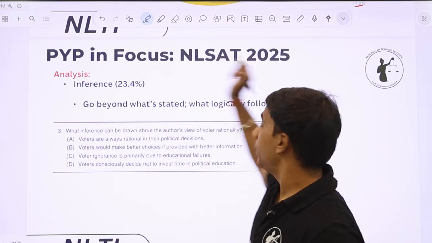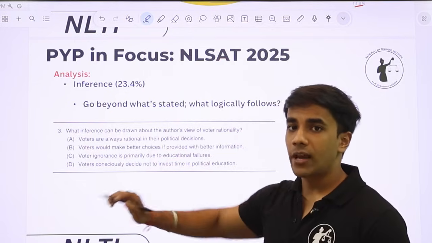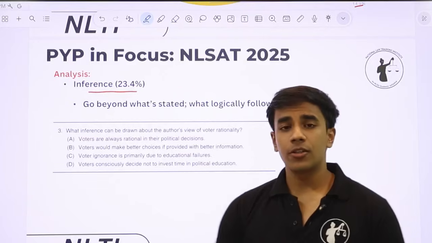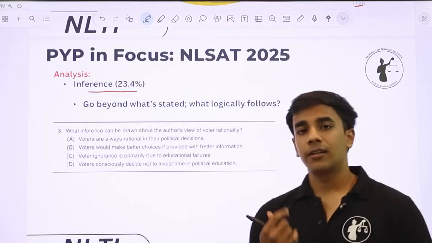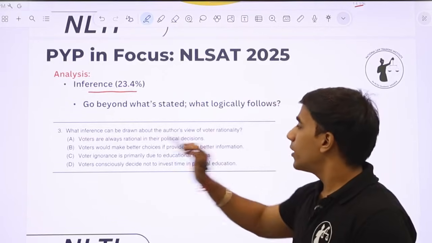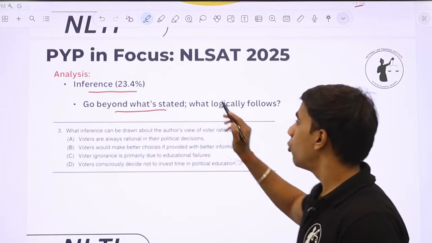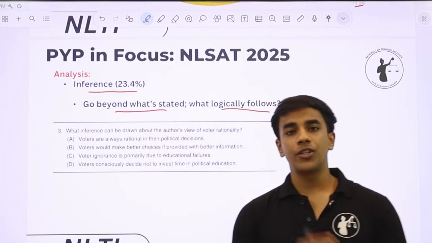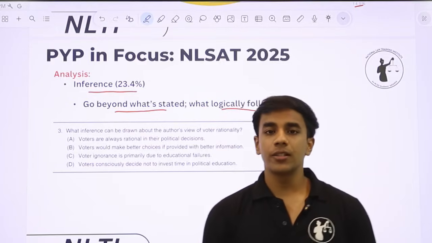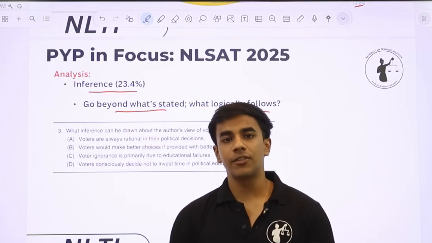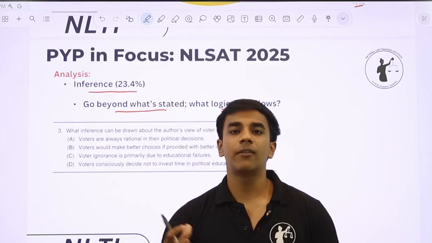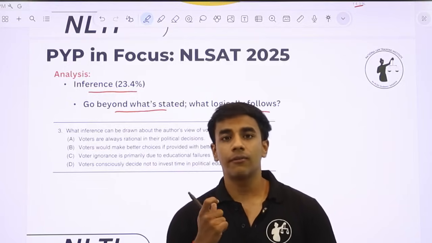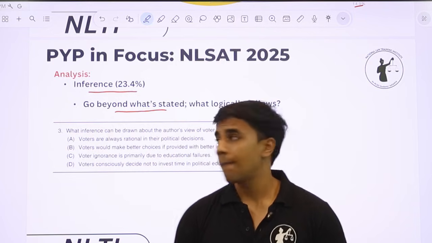So again, PYP in focus is NLSAT 25. We are focusing on that one primarily. Around 24% questions in part A were from inference, directly or indirectly. And what is inference? It asks you to go beyond what's stated and what logically follows. This is the primary difference between a conclusion and an inference also. Conclusions are mostly mentioned explicitly in the passage, whereas inference is something that you take away, or what logically follows after a conclusion. This is something that stays with you even after you have read the passage.